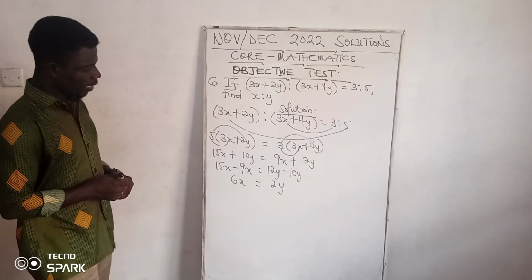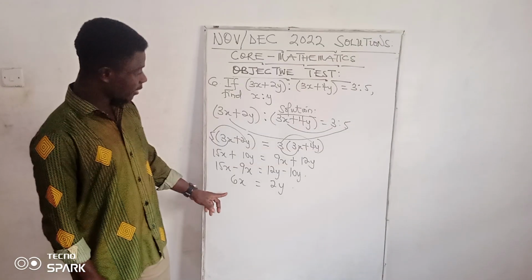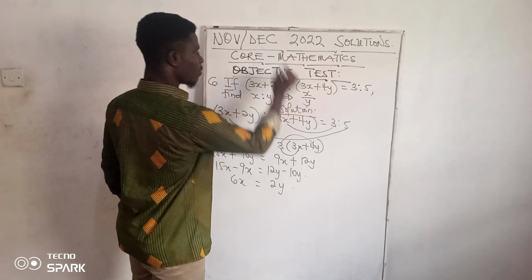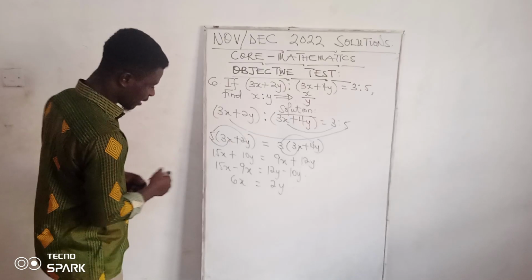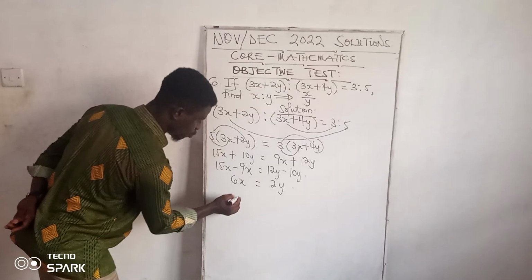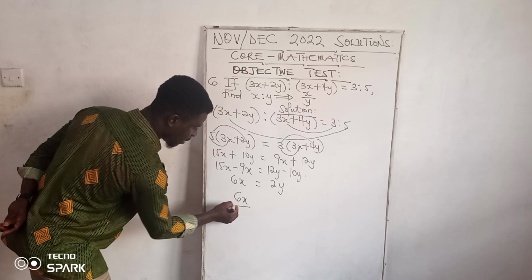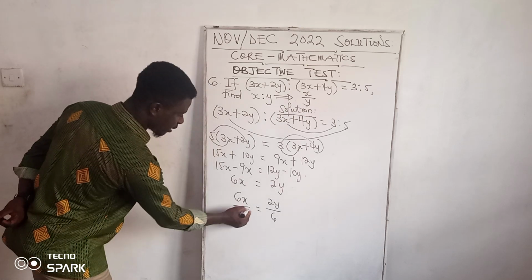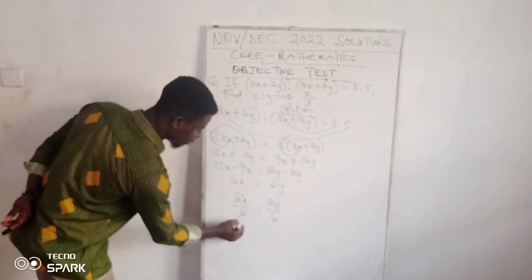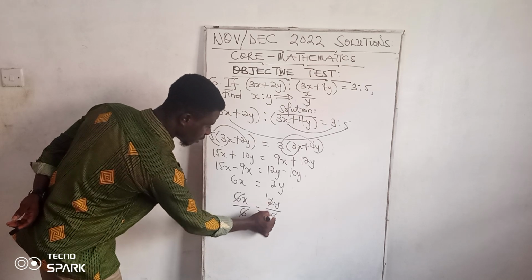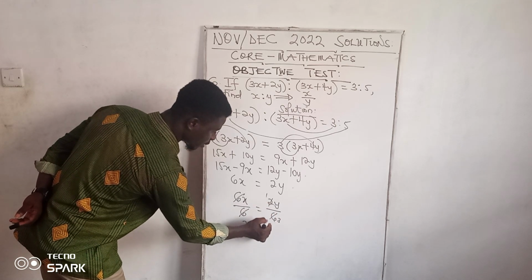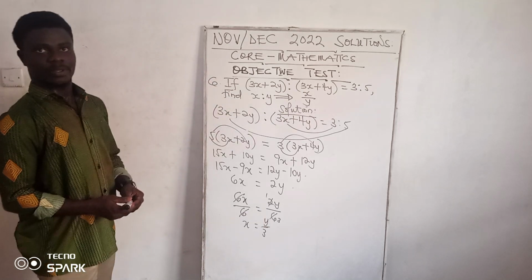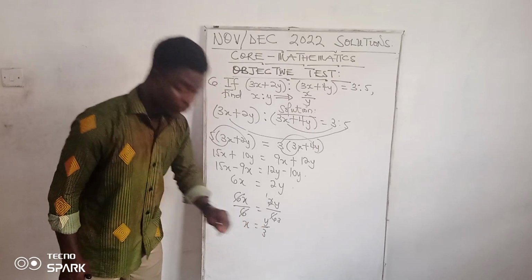Now, the question says we should find x to y, which means x over y. So I have 6x equals 2y. I can divide both sides by 6, so that 6x divided by 6 cancels, and 2y divided by 6 gives 1 over 3 times y. So I have x equals y over 3.